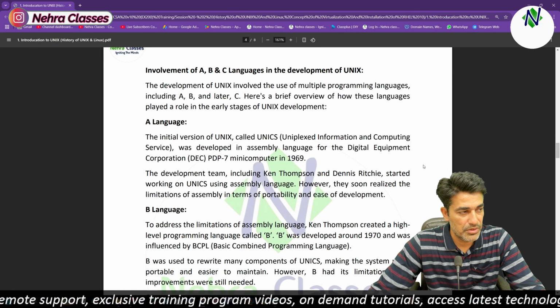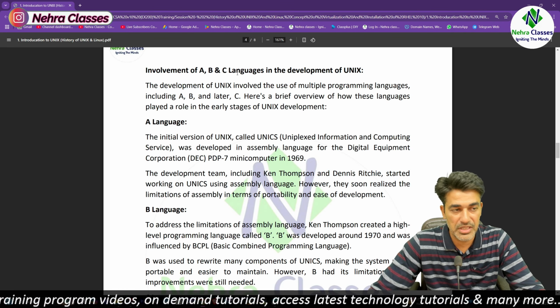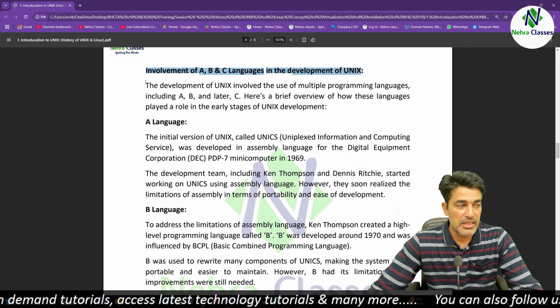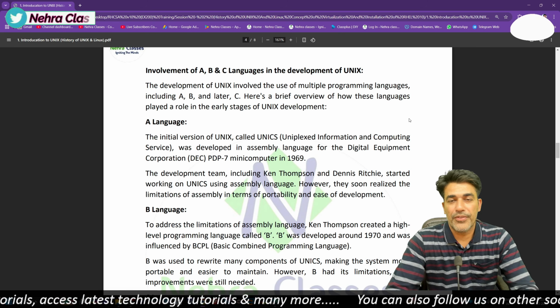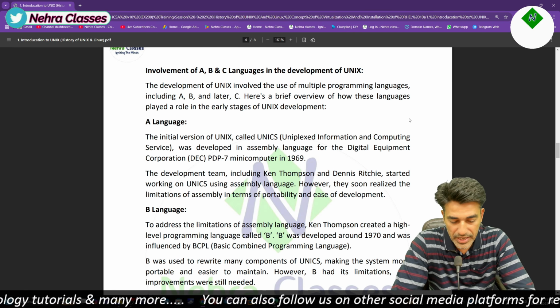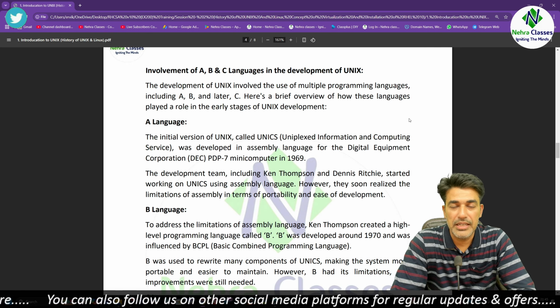Now we will talk about the involvement of these languages in the development of Unix. The development of Unix involved the use of multiple programming languages, including A language, A means assembly level language, B language, and C language.